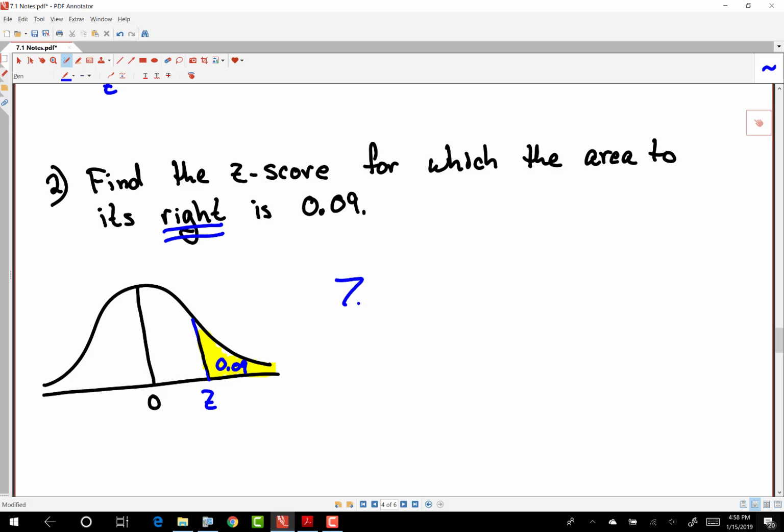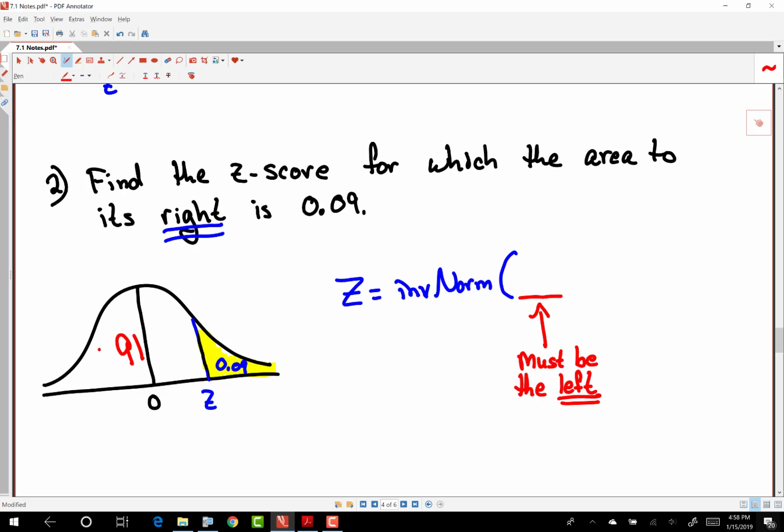Okay, so to calculate that z-score, we're going to use the inverse normal. But a common mistake that I want you to avoid is this number right here, whatever we plug in here, this must be to the left. So even if they give you an area to the right, you've got to switch it around so that it's to the left. So if 9% is to the right, then we're going to have 91% or 0.91 over here on the left. This whole thing is 0.91. So I've got to use that value for the area to the left. So that's going to be 0.91.